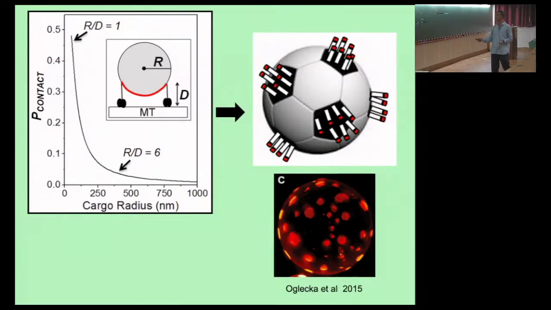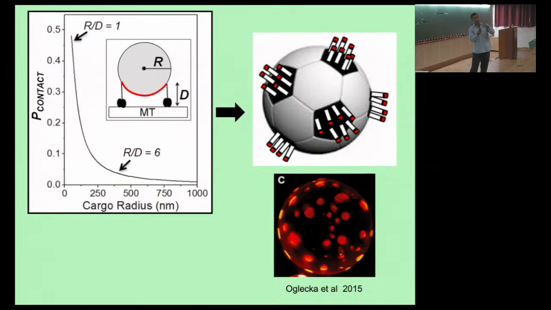And this is what I get. So if this is the radius of the cargo, and this is the probability that I will be able to contact, I will hit the bullseye, then as the cargo radius increases, that probability really goes down. In other words, if you have a large cargo, then increasing the number of motors is not a solution. You have to somehow put them into certain domains where there's rotational diffusion going on all the time.